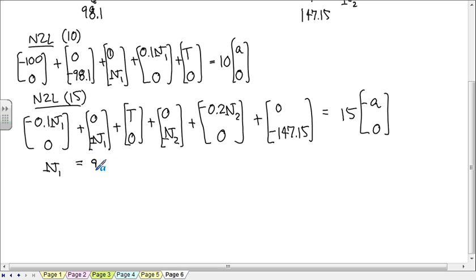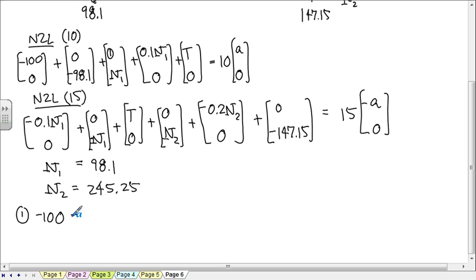N1 is equal to 98.1. That comes from equation 2 here. And so N2 is equal to 147 plus 98. What's that? N2 is equal to 245.25. And so now we have two equations for two unknowns.